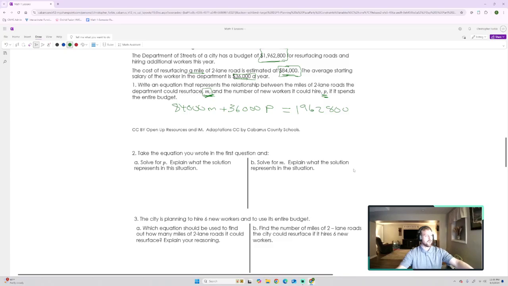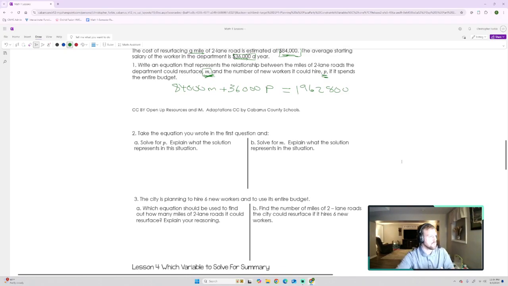Moving right along. We're going to take that equation and solve for P, and we're going to explain what the solution represents in this situation. Being able to understand what we're doing. Let's do this in red. If I'm solving for P and trying to get P by itself, I'm going to subtract this quantity to the other side. So I'm going to go minus 84,000 M, and when I subtract that to the other side, I'm left with 36,000 P, and I'm going to divide by 36,000.